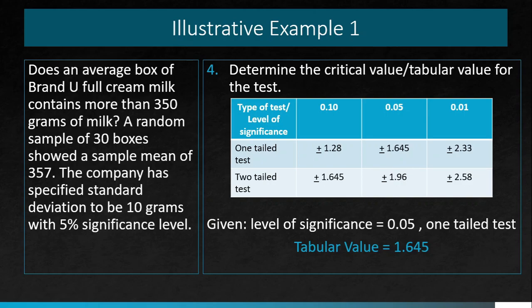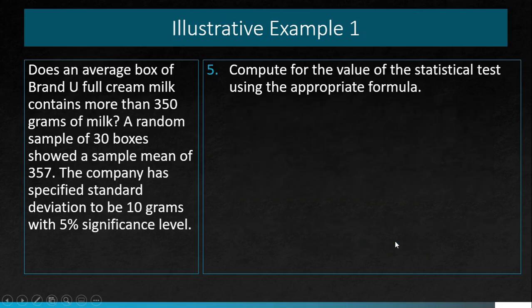Please take note that for the tabular value and your computed value in steps 4 and 5, you need to get the absolute values. So you disregard the negative sign. You treat all of the values as positive. That's why we are using 1.645 here. So that's our tabular value. Let's move on to step 5.